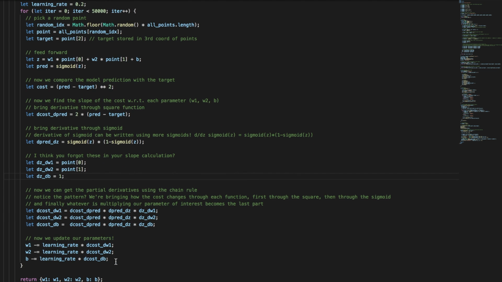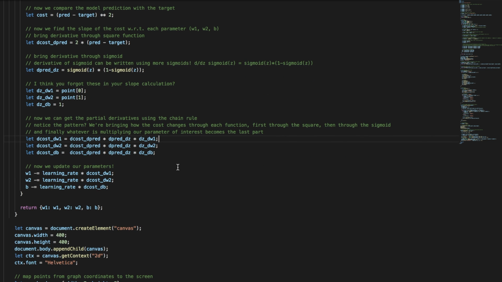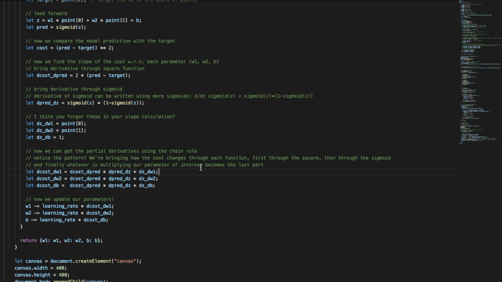So now we're all set up to find how the cost changes when each of our parameters change. And here's how we do it. We use the chain rule, so we say, how does the cost change when W1 changes? Well, we need to know how the cost changes when our prediction changes, times how much the prediction changes when z changes, times how much z changes when W1 changes. If I'm losing you here, don't worry. There are a lot of machine learning libraries that do this stuff for you too. But basically, we're trying to figure out how the cost changes when each of our parameters change. And that will tell us how to change our parameters then.